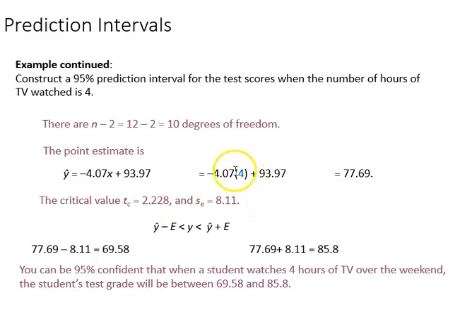If we plug 4 into our equation, we'll get our point estimate, our predicted y value indicated by y hat. And then we find our critical value of t based on 95% confidence, and our standard error of 8.11. And from that we get our lower and upper bound endpoints for our interval. So you can be 95% confident when a student watches 4 hours of TV that their test grade will fall between 69.58 and 85.8.